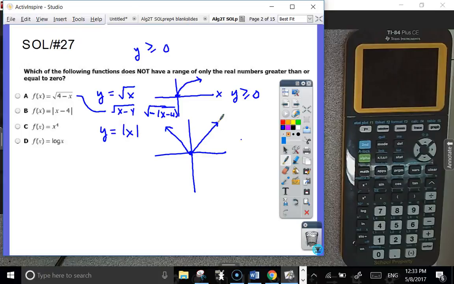I mean, you should know this. If you don't know this, you need to go back and study all these functions. You shouldn't have to memorize. It should make sense. What is the domain? The arrows are pointing infinitely to the left and right. All real numbers. What is the range?